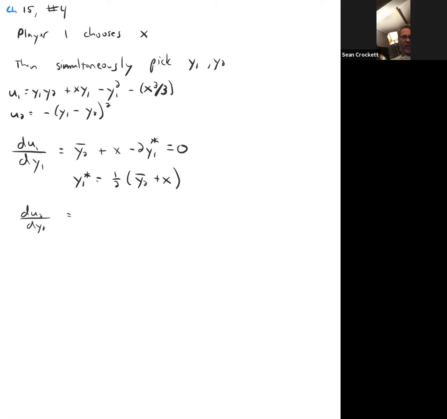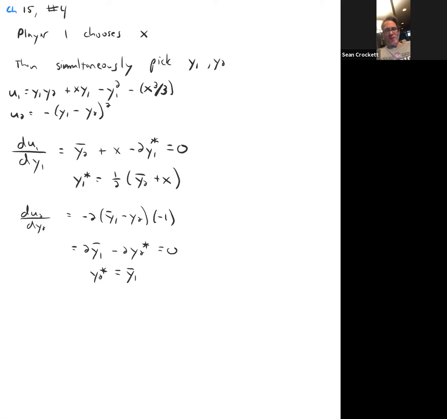Is, so this requires that we use the chain rule. I won't make you guys use the chain rule on the final, but you have to take the derivative of the function on the inside of the parentheses. So we do negative 2 times y1 bar minus y2 to the first power, and that's a y1 bar, it's a belief about player one. And then we have to take the derivative on the inside of the parentheses, which is just minus 1. Okay. And so that equals 2y1 bar minus 2y2 star equals 0, and so y2 star equals y1 bar.